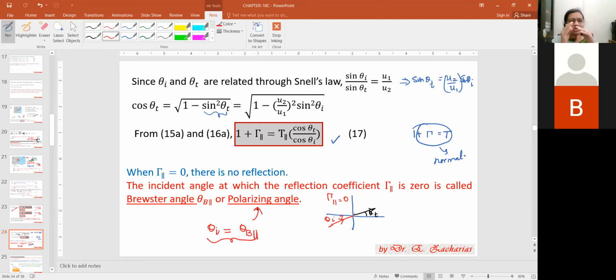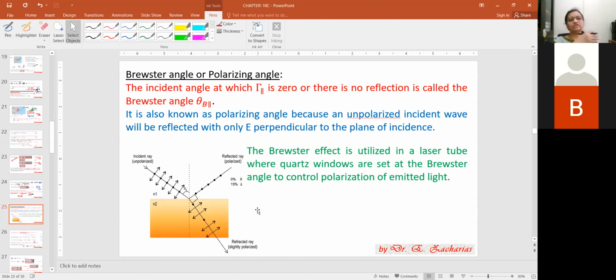That means conveniently some part of the light will get transmitted and there will be no reflection for that particular light. This is the principle of a polarizer, and this particular angle is called the polarizing angle. It's also called the Brewster angle. So look at this picture. There is an incident angle at which the reflection becomes 0 and there is no reflection. This is called the Brewster angle. It's also called the polarizing angle because this is very important.